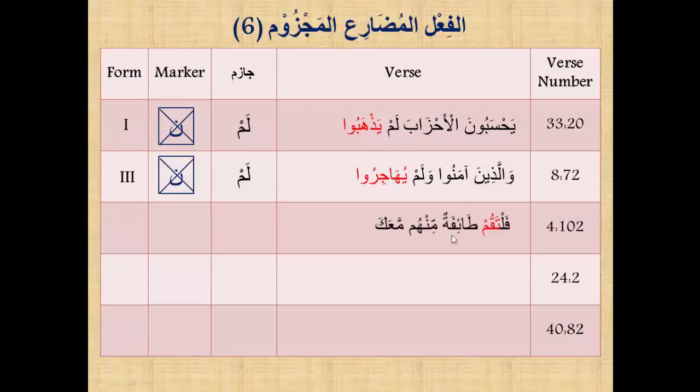Example three: فَلْتَقُمْ طَائِفَةٌ مِنْهُمْ مَعَكَ. So we have فَلْ. This, like I described in the previous slide, is لام الأمر. In this construction, it takes a sukun. فَلْتَقُمْ. So the jazim is لام الأمر. What's the marker? The sukun on top of the meem. فَلْتَقُمْ. And this is an example of a form one verb.